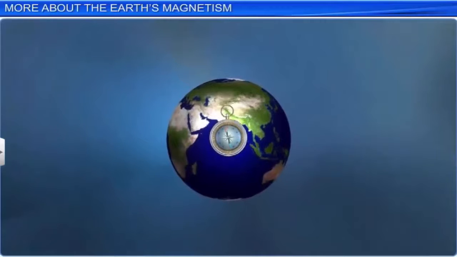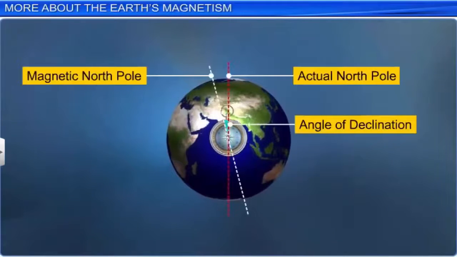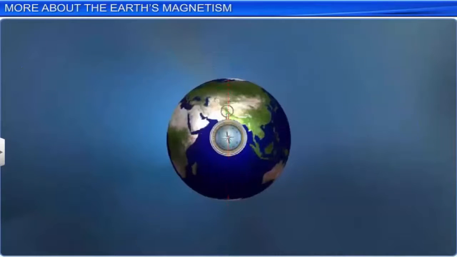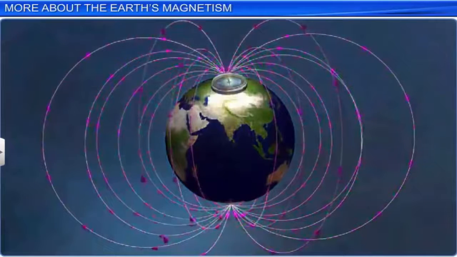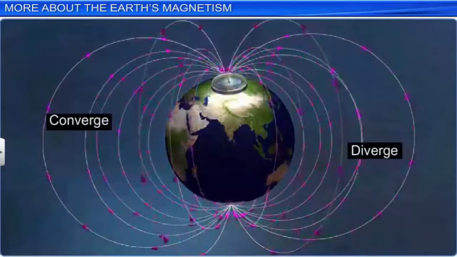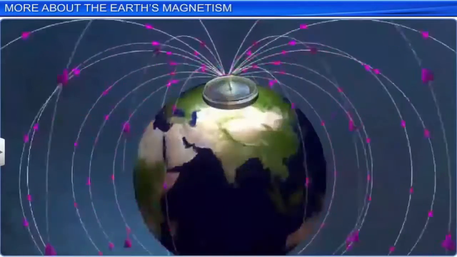At such locations, the angle of declination at that point helps us to determine the actual direction of the north. Let us now discuss the deflection of a magnetic compass placed at either of the two magnetic poles of the Earth. At the poles, the magnetic field lines either converge or diverge vertically. Hence, the horizontal component of the magnetic field is negligible.